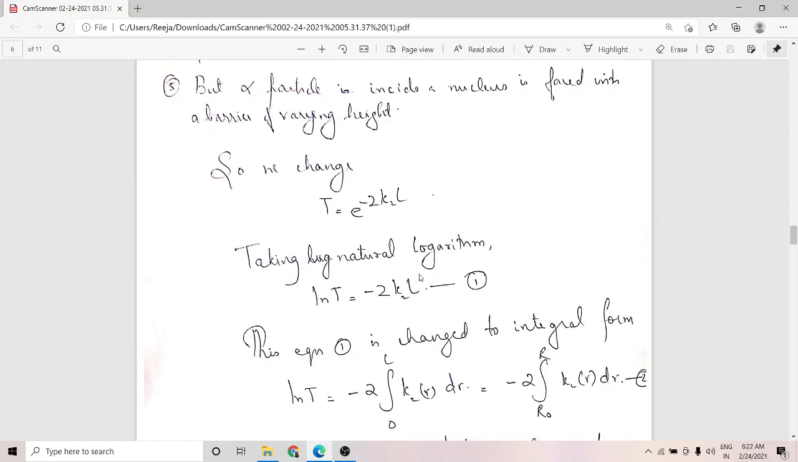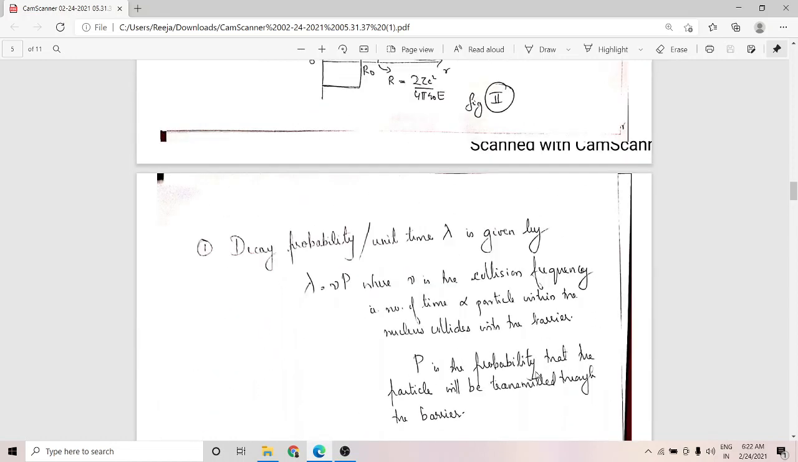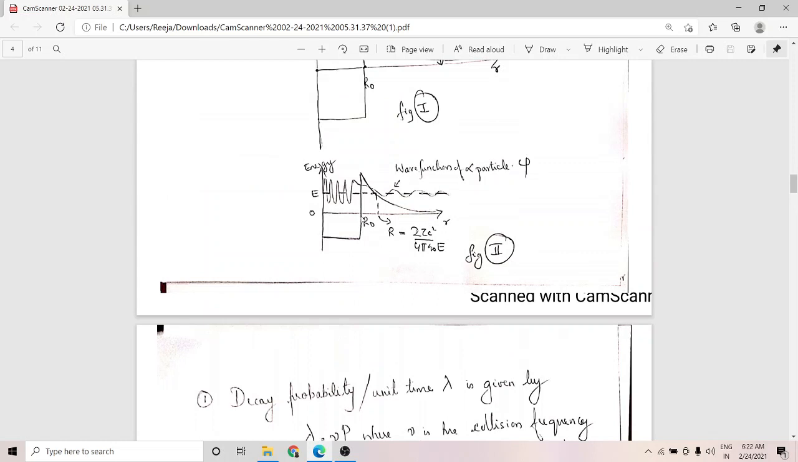So for ln T, the width is not a constant here. For a rectangular barrier, width of the barrier is L, a constant. But in this case, the width is varying. So we change it to ln T is equal to minus 2 integral k2(r) dr. That is, the wave number changes for every dr, and you find the product of that and integrate it. For every small dr, you are determining k2 and multiplying them, and you integrate this over R0 to R. That is, from where to where does the potential barrier vary? The potential barrier varies from R0 to this R.